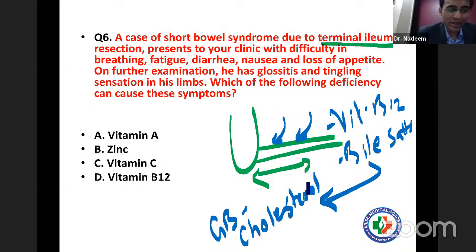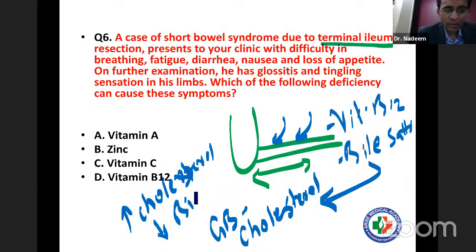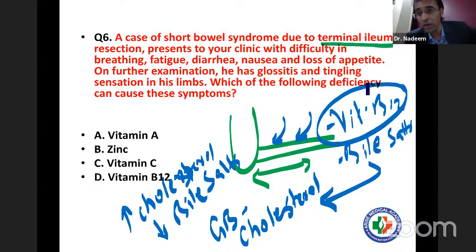Whenever there is increased cholesterol, or decreased bile salts, or decreased lecithin. So please understand that whenever there is a resection of terminal ileum, there will be decreased level of bile salt. This can predispose to formation of gallbladder stone. Easy to understand. But one more important thing is there. This is also important for the reabsorption of vitamin B12.